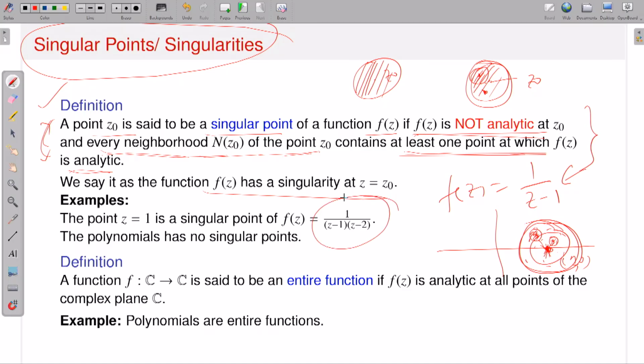Similarly, I have given this example, f(z) = 1/((z-1)(z-2)). Here you will have two disturbing points: one is 1, another is 2. So 2 comma 0, and this is 1 comma 0. These points 1 and 2 are the singular points.